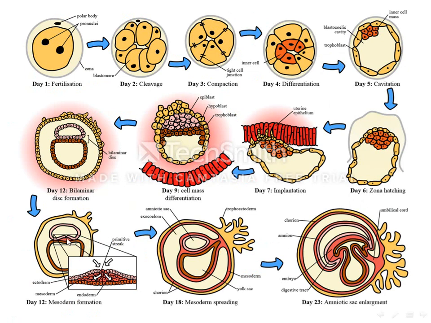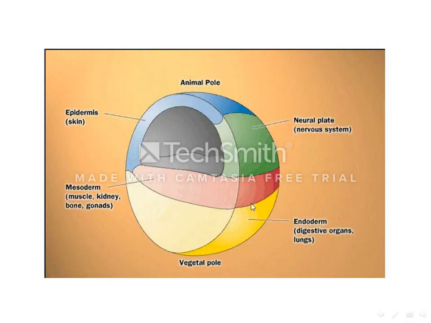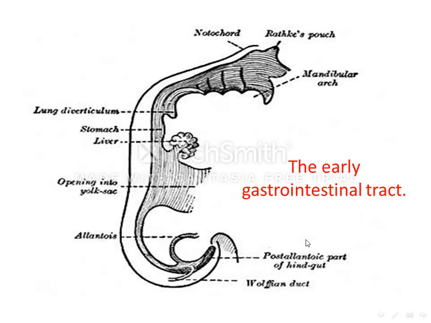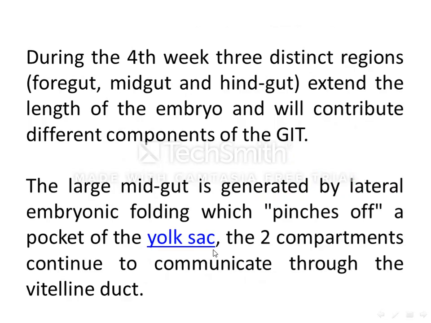Look at this picture. Here is the formation of the trilaminar germ disc: ectoderm, mesoderm, and endoderm. The endoderm is responsible for formation of the gastrointestinal tract. Again, this picture illustrates the contribution of endoderm to formation of digestive organs and the lungs. This picture illustrates the early GIT, which forms a tube from the buccopharyngeal membrane to the cloacal membrane.